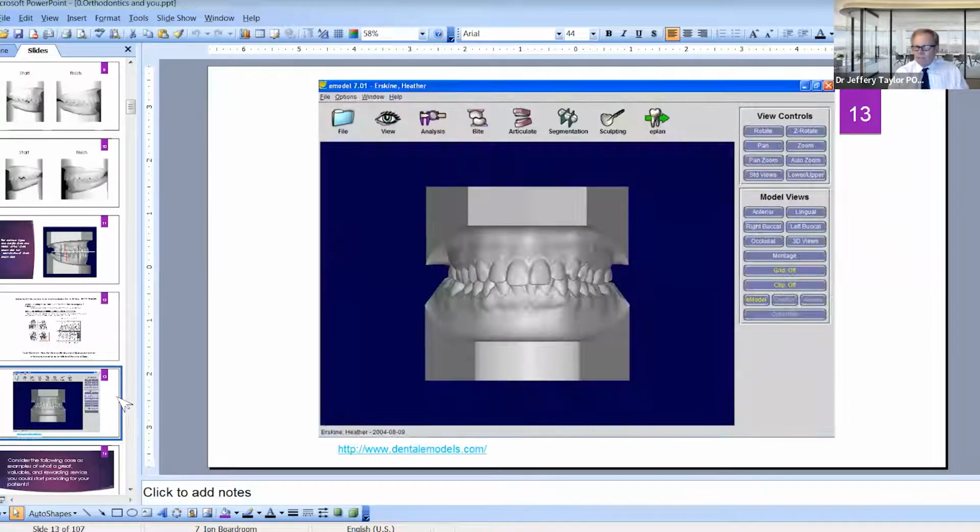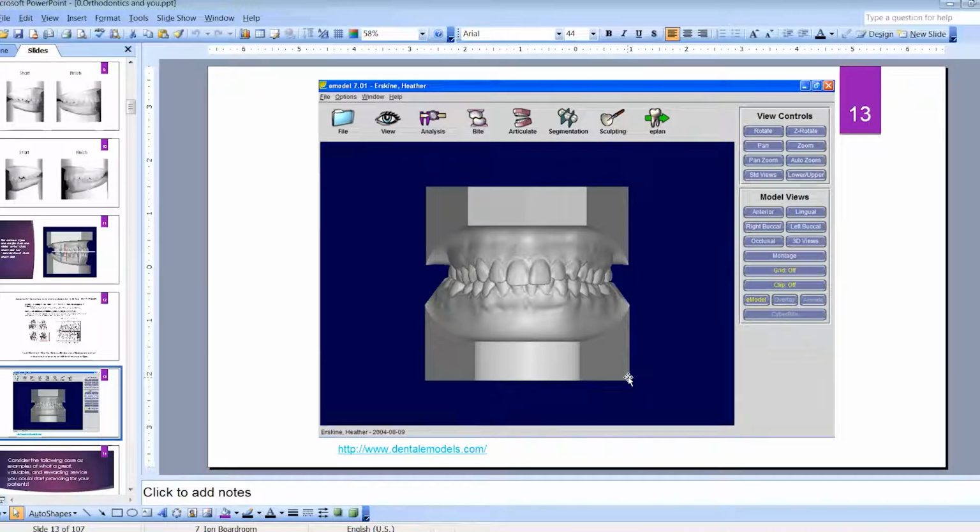And doctors today, you know, everything is going digital. You've been digital x-ray for a long time, and now we're doing digital models. And this is one of many, many companies that do digital models for you.